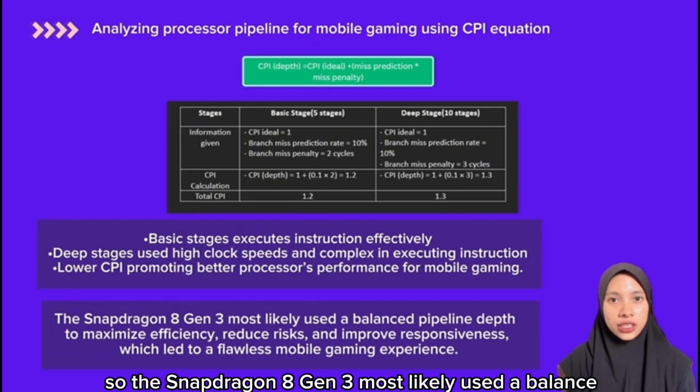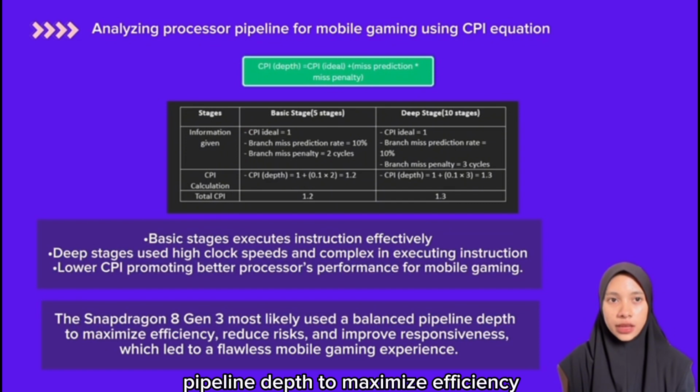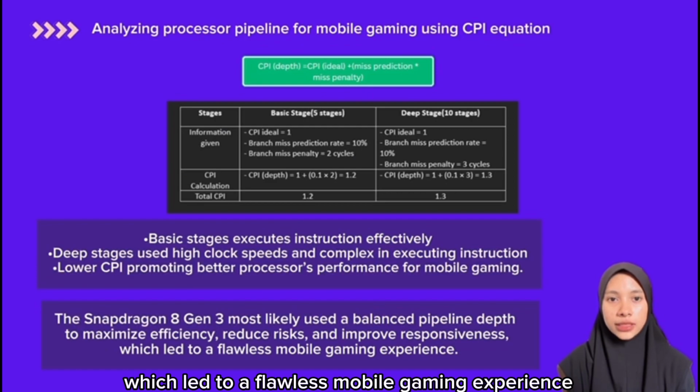So, the Snapdragon 8 Gen 3 most likely uses a balanced pipeline depth to maximize efficiency, reduce risk, and improve responsiveness, which leads to a flawless mobile gaming experience.